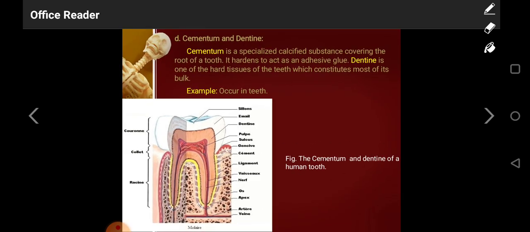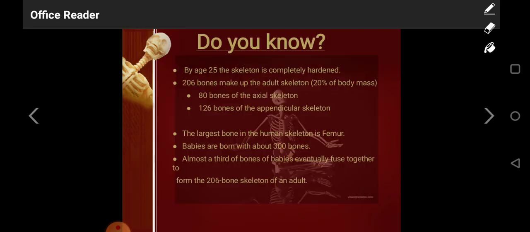Then the fourth type is cementum and dentine. Cementum is the specialized calcified substance covering the root of the tooth. It hardens to act as adhesive glue. Dentine is one of the hard tissues of the teeth which constitutes most of its bulk. Example, it is found in teeth.